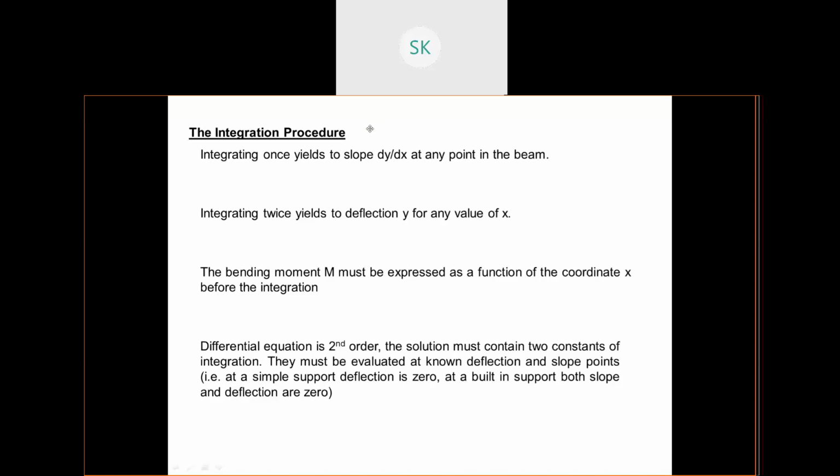Okay. Am I audible? Hope I'm audible. Please stop me if I'm not audible and the screen is not visible.